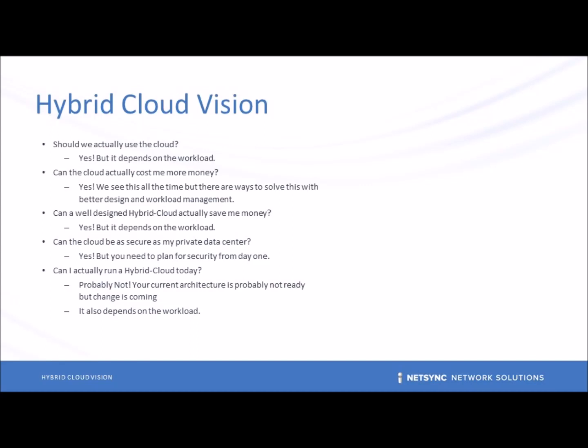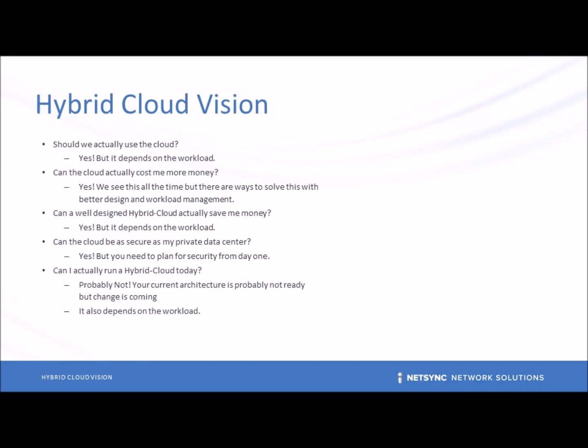So the interesting thing is we ask these questions, and now that you've heard all the negative things about cloud, you might be saying, should we actually use the cloud? I would say yes. It depends on your workload. And the next question might be, can the cloud actually cost me more money? And I would say absolutely yes. It can cost you a lot more money if you're not careful. We see this all the time, that there are ways to solve this with better design and workload management, and that's what NetSync's teams help you do. Can a well-designed hybrid cloud actually save you money? Absolutely. It depends on the workload again.